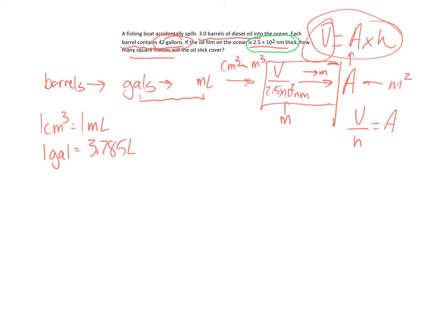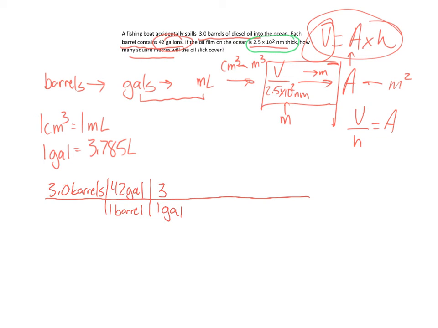So I have 3.0 barrels. I need to get from barrels into gallons. So I'm going to start a big old dimensional analysis problem. So for every 1 barrel, I have 42 gallons. Now I need to get into the metric system because the imperial system is stupid. So I have 1 gallon to 3.785 liters. Now, how do I get from liters to milliliters? This is something you have to have memorized.